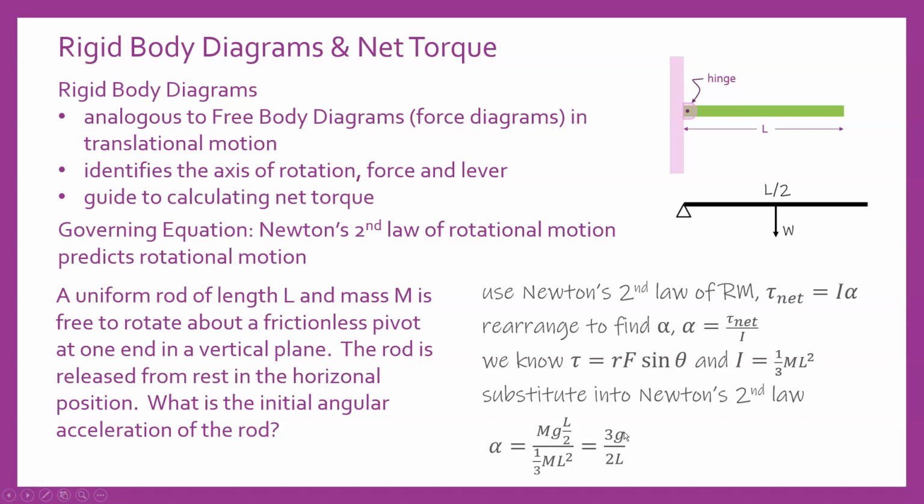And of course, if we knew the specific length, we could go ahead and calculate this angular acceleration. Notice that the mass is not involved in the final determination of the angular acceleration. And then once we have the angular acceleration, we can use our rotational kinematic equations to predict position, displacement, and angular velocity. So this is the general approach to solving these problems.